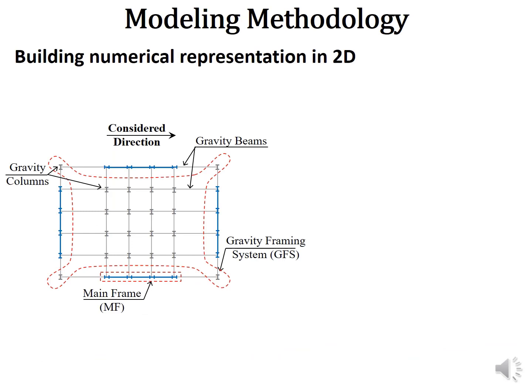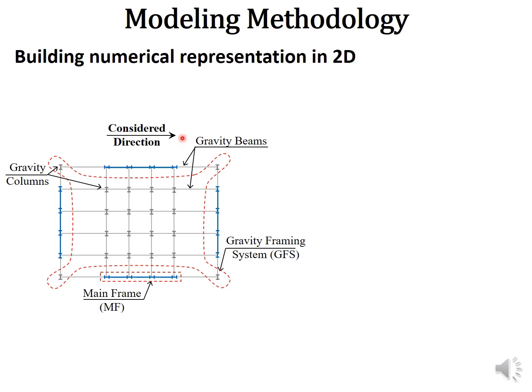Regarding the employed modeling methodology, here you can see a plan view of a generic building. The building includes some lateral load resisting systems in each of its orthogonal directions. Those here are labeled as main frame, or MF. The rest of the building is supported by a gravity framing system, GFS, and this gravity framing system typically includes a number of gravity columns and gravity beams that are connected together with gravity connections.